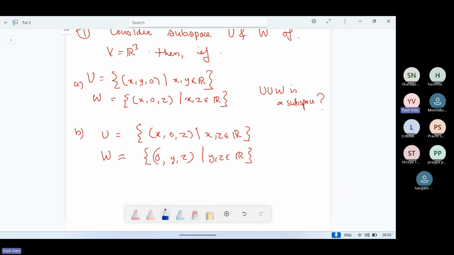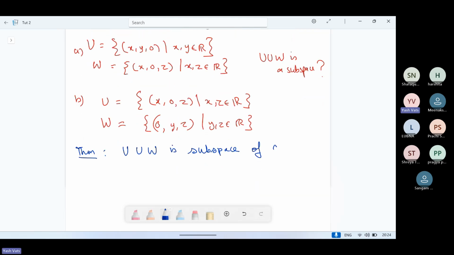So you have a result which says that U union W is a subspace of a vector space V if and only if U is contained in W or W is contained in U. Is that clear? So you can use that result and get the answer. Right.